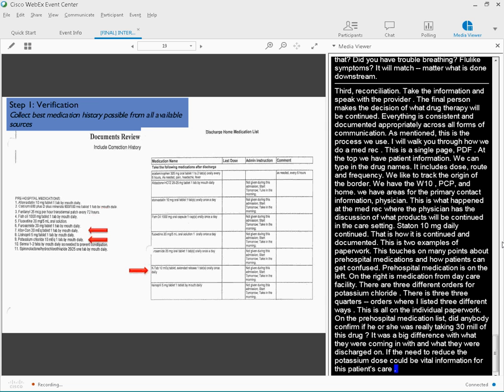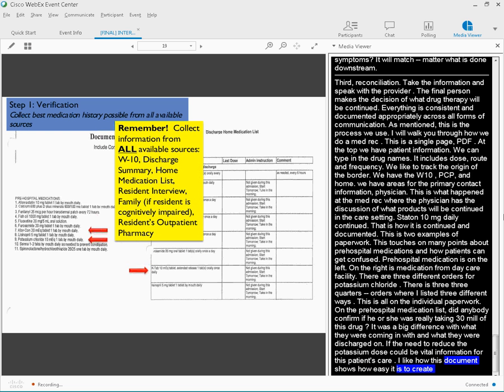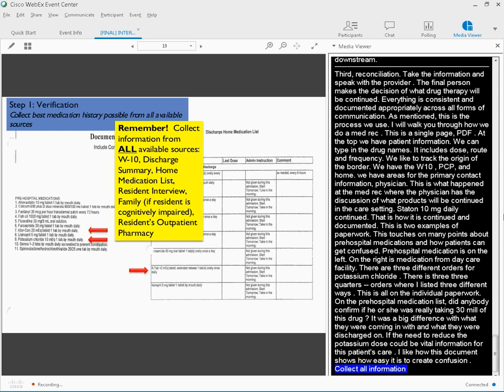two, it may also create confusion in terms of what you write down on your admission paperwork. So just remember to collect all the information. This is step 1. You collect the information from all your sources: the W-10, the discharge summary, the home med list. You have that resident interview. You ask this person, how are you taking your potassium? When you're taking those tablets, you just clarify everything right here and now.